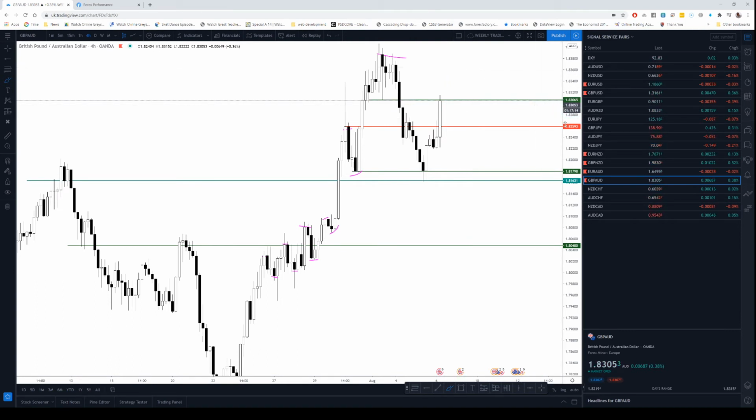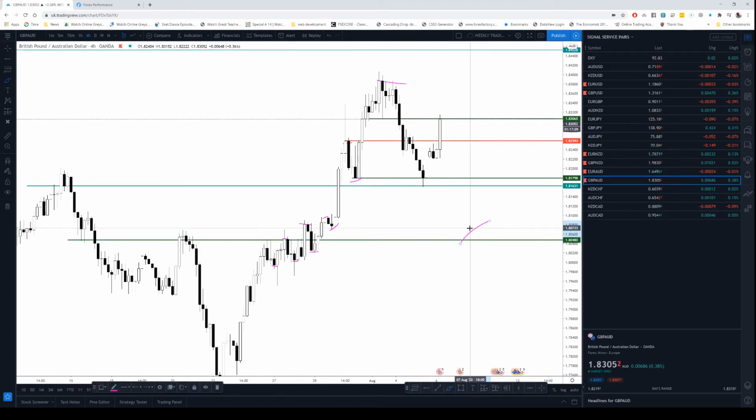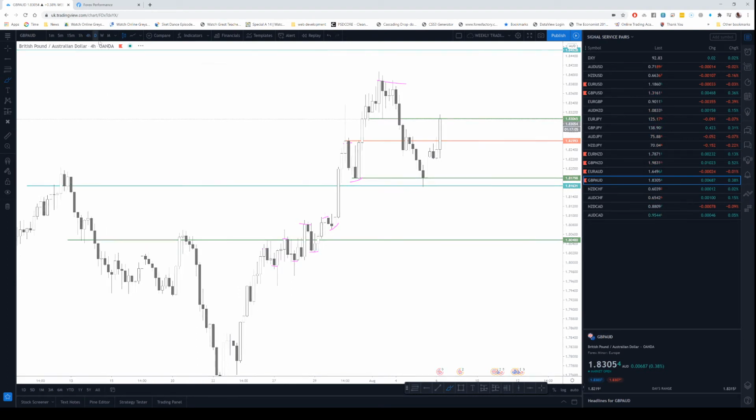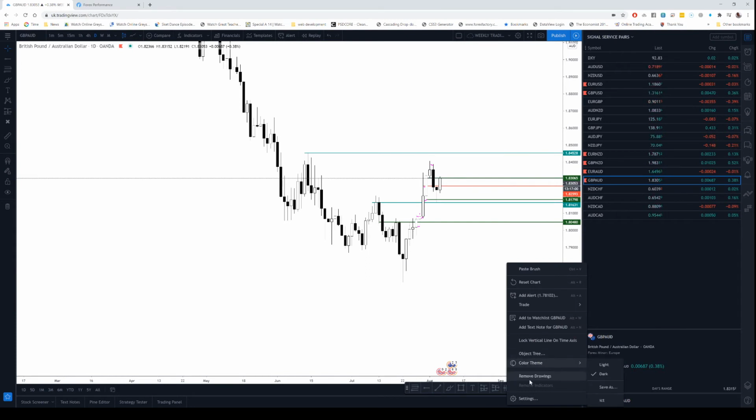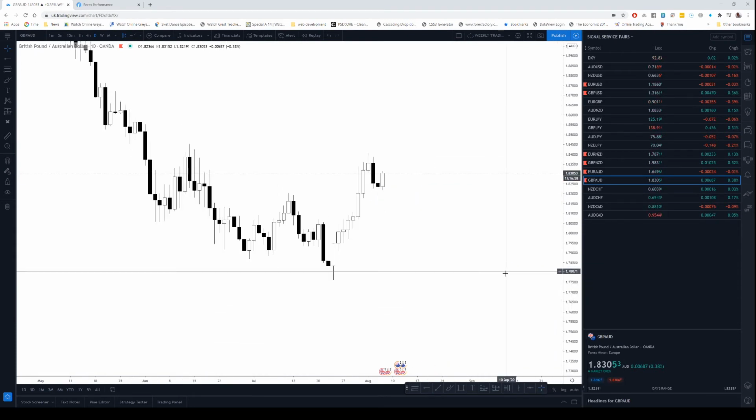All right, so this, my friend, is market structure. Now you can apply this to any time frame. You can go on the daily and do the same thing. Just remove all this business.